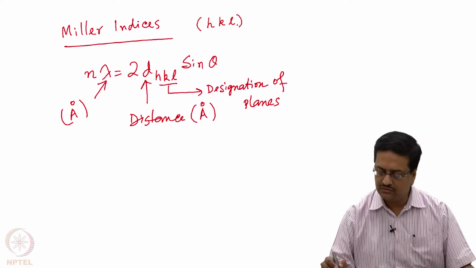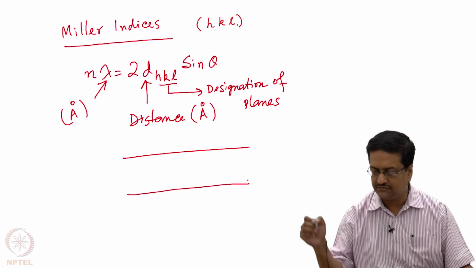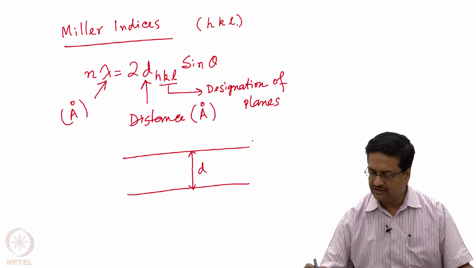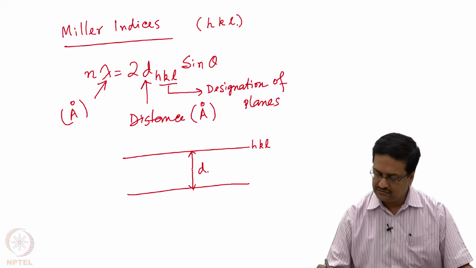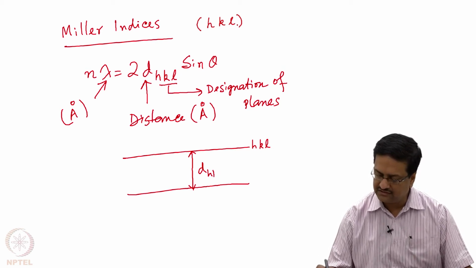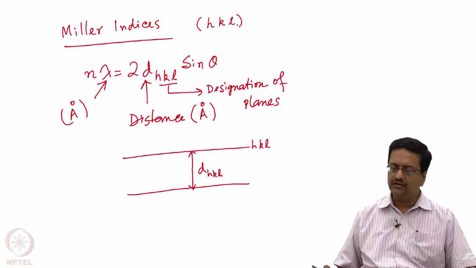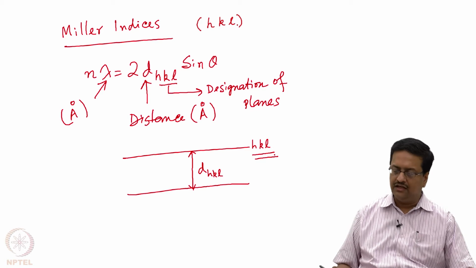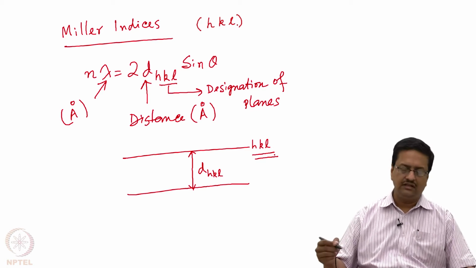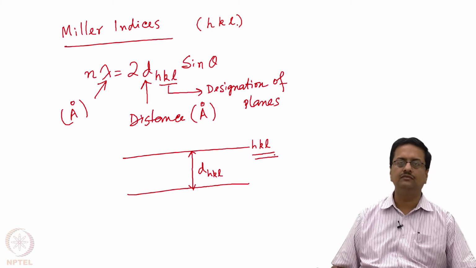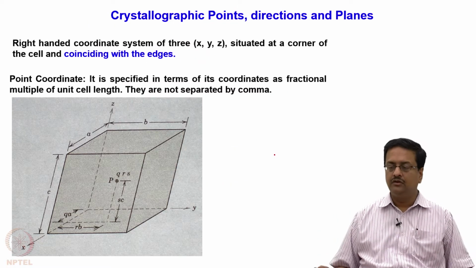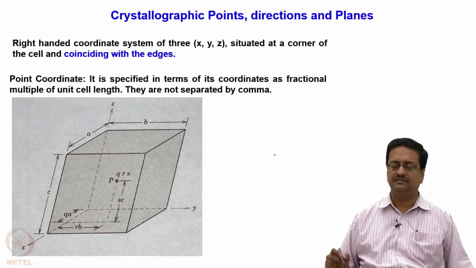When we are talking about a set of parallel planes, suppose these are two sets of parallel planes in a crystal lattice, the distance between these two parallel planes is called d, and we designate these planes as H, K and L. As a result, we identify this distance as d hkl. To do that, we need to know how to designate these H, K, Ls, what are the possible values of H, K, Ls, and then we should know the significance of those planes with respect to the axes x, y and z. So to know about that, we need to know about the crystallographic points, directions and planes.